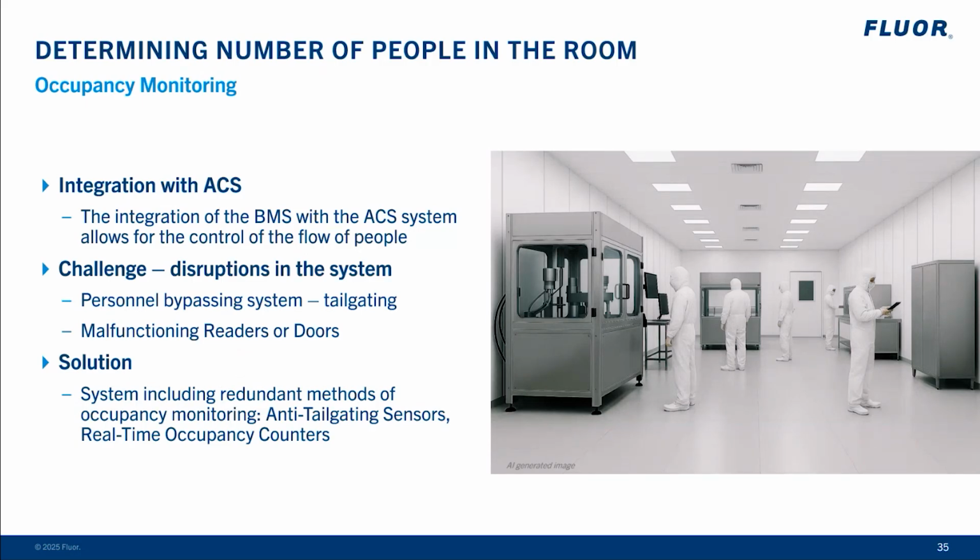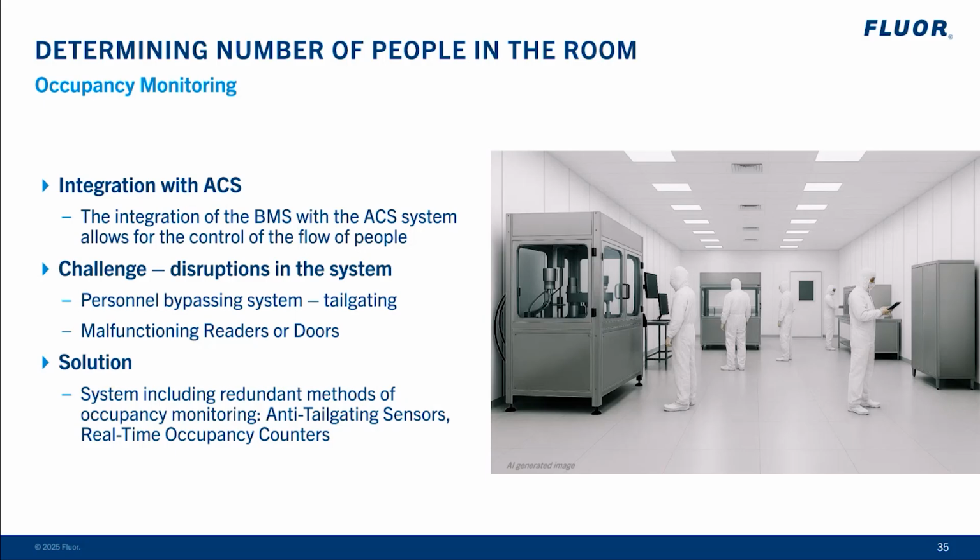Accurate occupancy monitoring is essential for emission-based ventilation control. Integration between the BMS and ACS allows for tracking the flow of personnel into and out of cleanroom zones. However, challenges such as tailgating, where individuals bypass access controls, and hardware malfunctions can compromise data accuracy.